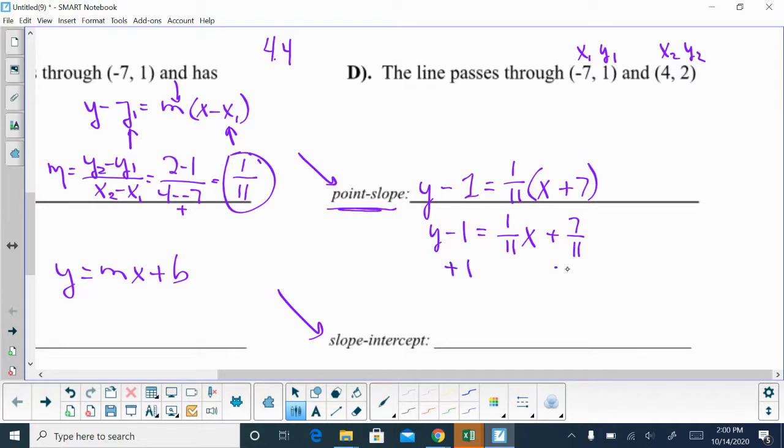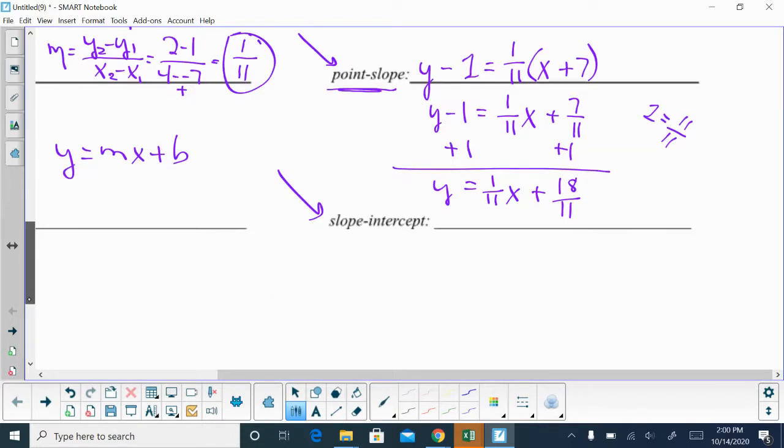Now we have to add 1 to both sides. And if you recall, I need to write 1 in terms of 11ths. So 11 divided by 11 is 1. So working that out, y equals 1/11th x plus, so 7 plus 11 more, 18 over 11. And there I have my slope-intercept.